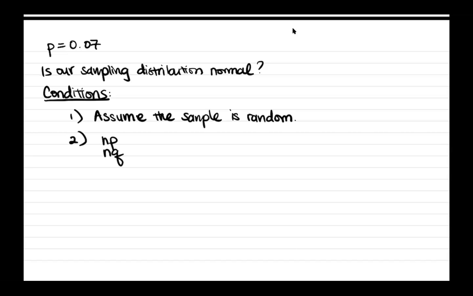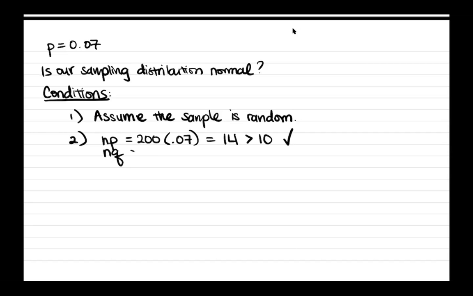So our sample size is 200 and our p is 0.07. Multiplying that, I think we get 14. So 14 is greater than 10, so that checks out.